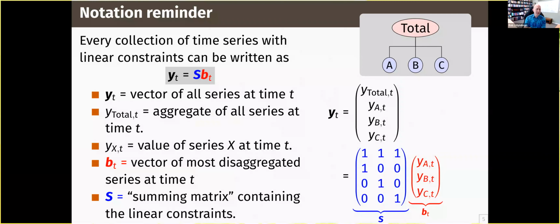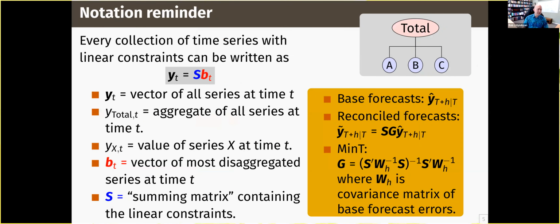Okay, in terms of notation, we have Y as the vector of all the series you're interested in, B is the vector of the most disaggregated series, and S is how those two things are connected, how you get from the bottom level series to all of the series. And I'm using Y hat for the base forecast, the original ones which don't add up. You forecast everything, but they won't necessarily be coherent. The reconciled forecasts are of this form where Y tilde is equal to S times a matrix G times Y hat. And that G, if you're using MINT reconciliation, is given by this expression here. So that's sort of the basic idea.